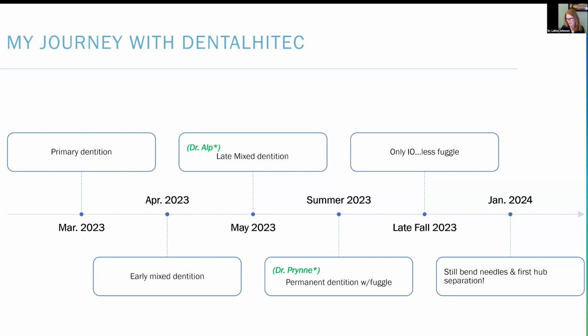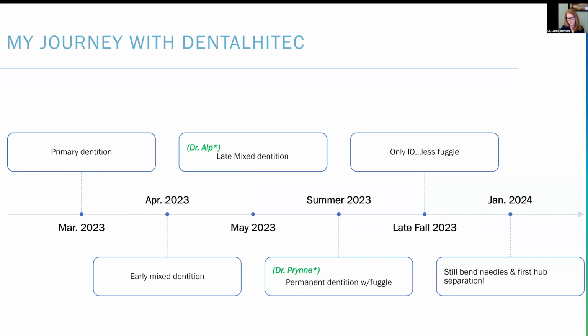I give credit where credit is due. I learned from Dr. Alp how to do the twist to try to drop in. And then ultimately, Dr. Pren was my mentor. He helped me out. And then ultimately, by January, I use it for every single friend. And like I said, I had 2024. The very first friend I had in the office, because I use it on everybody.